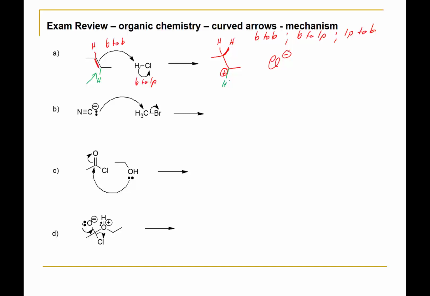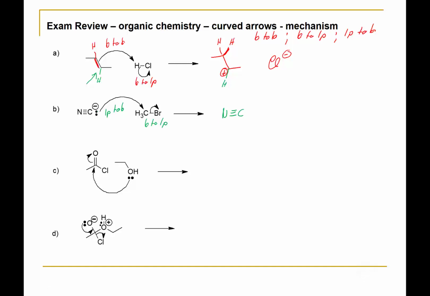Looking at our next example, we can see that a pair of electrons is now going to be making a new bond to a carbon. So this would be an example of a lone pair to bond. We also see a pair of electrons now becoming associated with only the bromine. So this would be a bond to lone pair. In terms of predicting the product, I'm going to write everything intact that doesn't change.